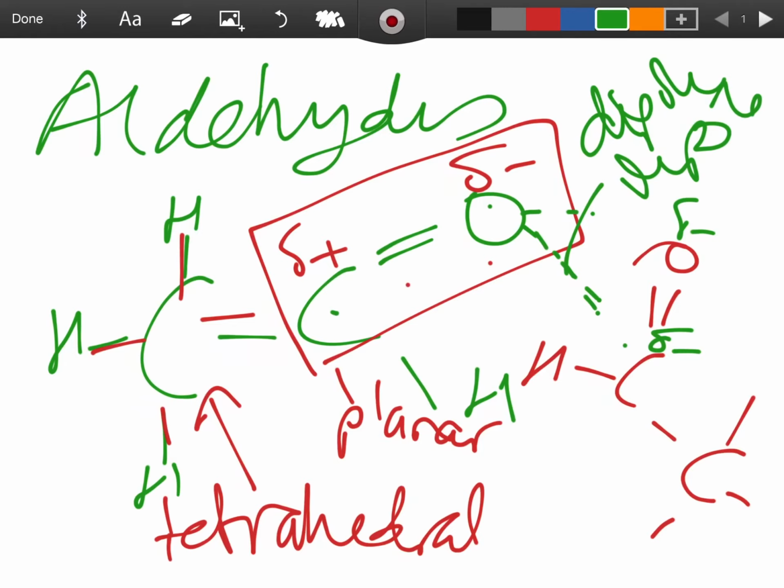Now we would have said that dipole-dipole forces were stronger than van der Waals but weaker than hydrogen bonds. So boiling points of aldehydes would be in the middle, higher than alkanes, alkenes and alkynes, but lower than the alcohols.